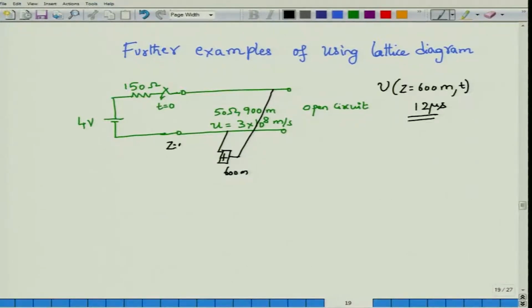So our coordinate system is z equal to 0 at the source or generator side and z equal to 900 meters on the load side, because the length of the transmission line is 900 meters. We not only want this, we also want to find the distribution of the voltage across the length of the transmission line at t equal to 10 microseconds. Imagine that you are able to take a snapshot of the voltage on the transmission line at a time of 10 microseconds, and we would like to know the voltage at different points on the line, the voltage distribution at t equal to 10 microseconds.